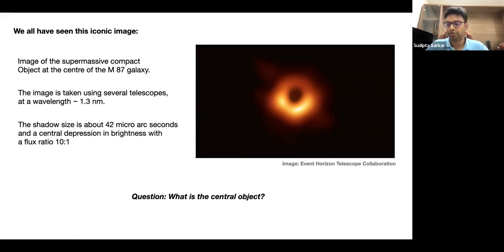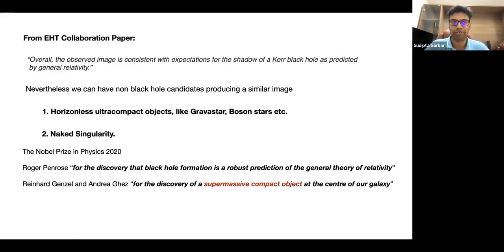And the obvious question is, what is the central object? That's the $1,000,000 question. What are we looking at? What image is it supposed to be?